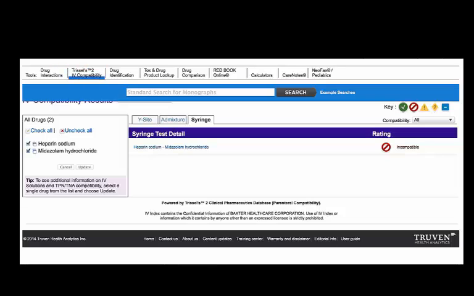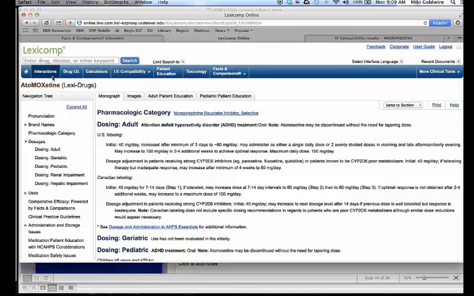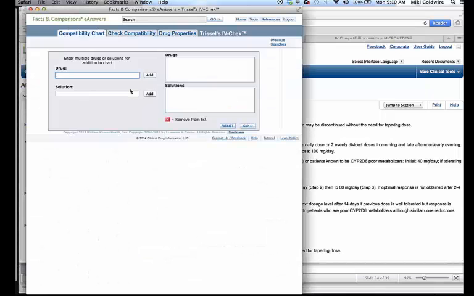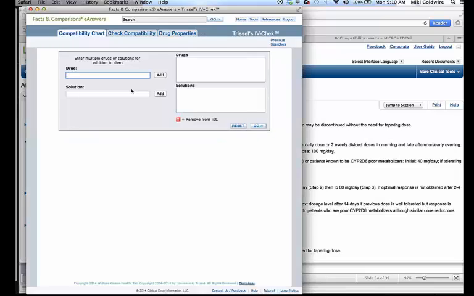So again, the Trissel's 2 IV Compatibility tool is in Micromedex, it's also in Lexicomp under IV compatibility, Trissel's check. And Lexicomp will bring you actually to King because the same company owns both databases.